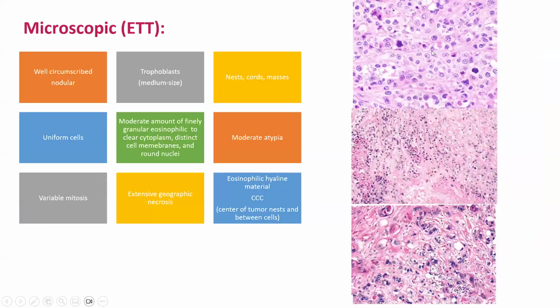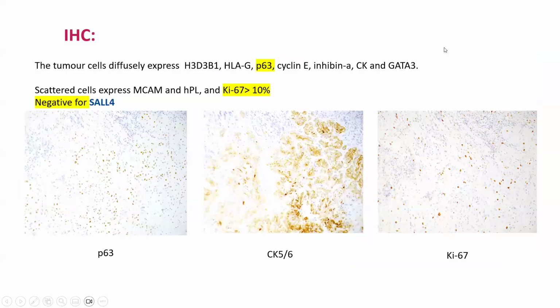We have a well-circumscribed nodular mass with the trophoblasts that has nests, cords, and uniform cells with a pink material that we call the eosinophilic hyaline material that's very characteristic, and the geographic necrosis that's characteristic again. The mitosis is variable, and the atypia is actually moderate, not like the choriocarcinoma.